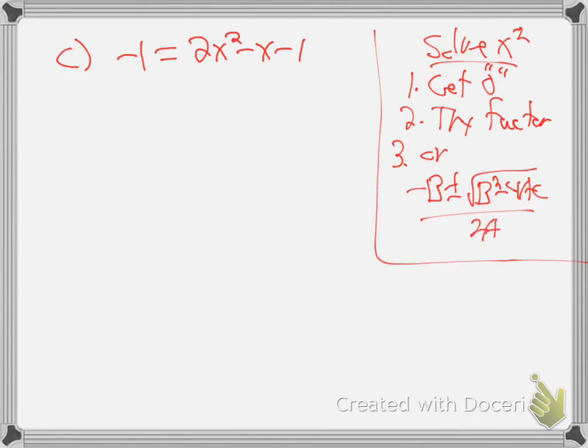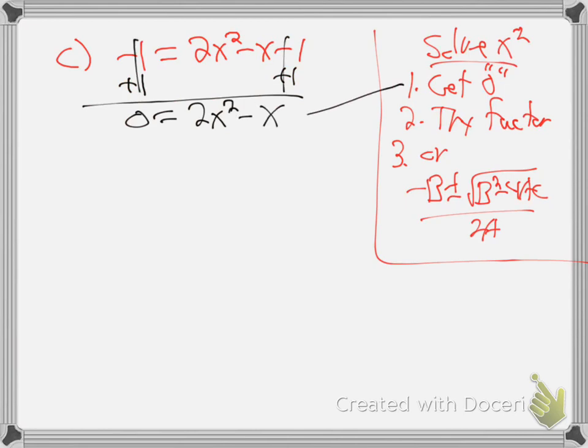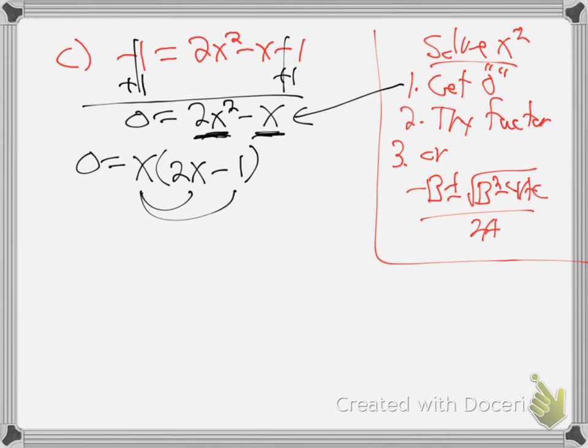So let's first off get a 0. So that would be add 1 to both sides. That's 0 equals 2x squared minus x. These are gone. So step 1, get a 0. Step 2, try to factor. Now this one's easy to factor, so I don't have to use the quadratic formula. How can I factor that? What's the GCF? What do they have in common? x leaves x times 2x minus 1, right? If I multiply that, it'd go back to 2x squared. If I multiply that, it'd go back to x. So that's the right factorization. That's step 2.